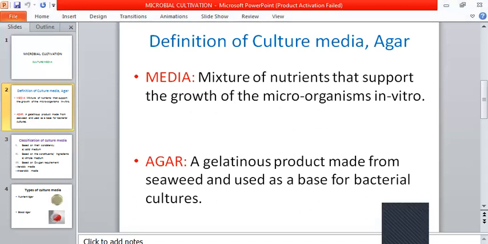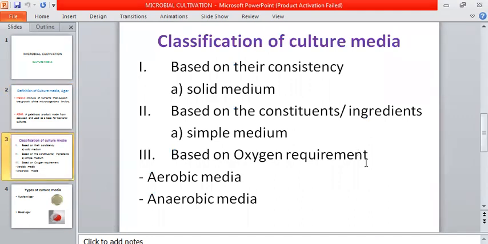So we are going to look at how we classify the culture media. We have various types of culture media. When we classify them, we do the classification in various ways. Looking at their consistency, their ingredients, and their oxygen requirements, we can classify them in that manner.